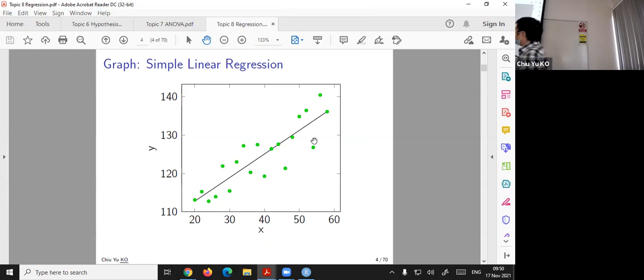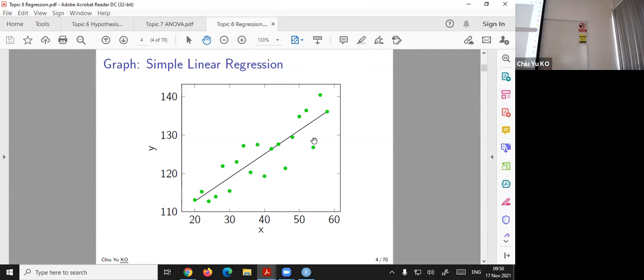You may ask why we want to minimize the vertical distance. You can also minimize the horizontal distance, or the perpendicular distance. In particular, the perpendicular distance is something you would use in data science. Sometimes we call it Lasso regression or ridge regression, where they actually minimize the perpendicular distance. But for our purpose, we will minimize the vertical distance.